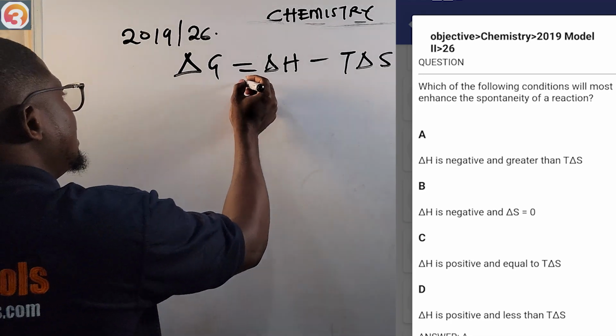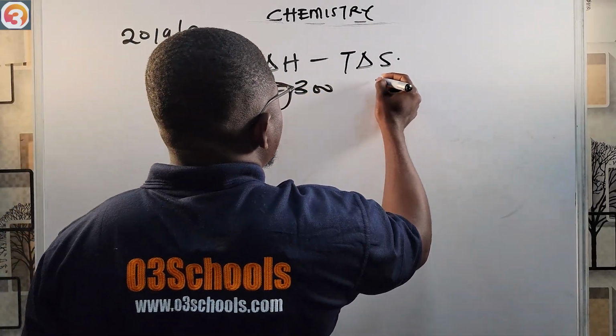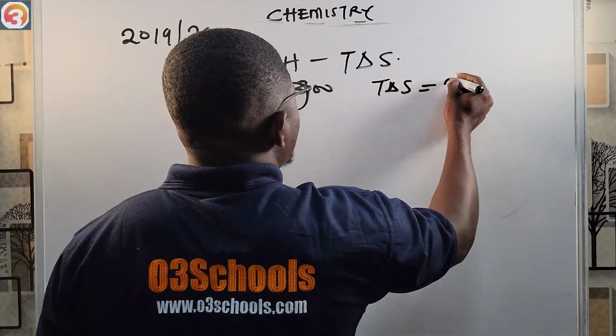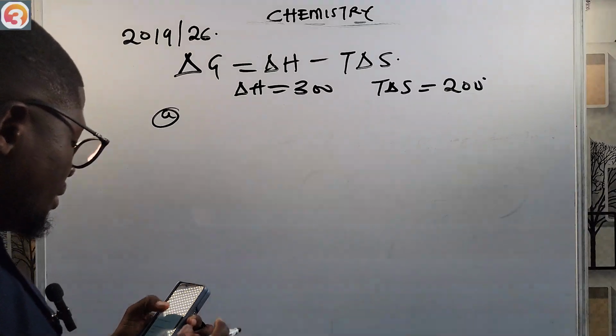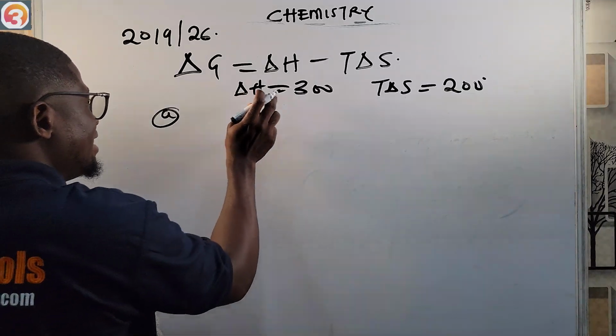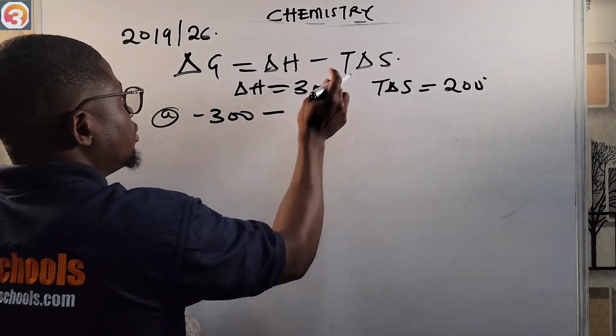So let's say, for example, that delta H is 300, and let's say that T delta S is 200. Let us see option A now. Option A says delta H is negative. If delta H is negative, I'm going to have minus 300, then minus what here?